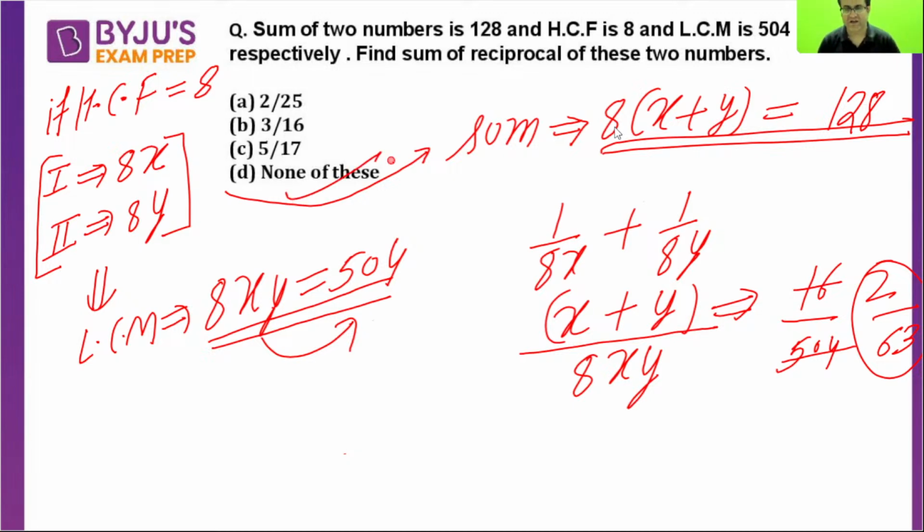Is the point clear? No, 1 upon x plus 1 upon y is not the answer, Vishal, because the question is asking for the sum of reciprocals of the two numbers. HCF was 8, I have taken the numbers 8x, 8y, so 1 upon 8x plus 1 upon 8y. That's the main thing. Is the point clear now? So guys, this is about HCF, LCM.